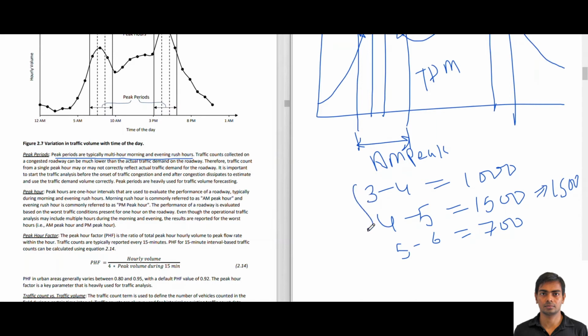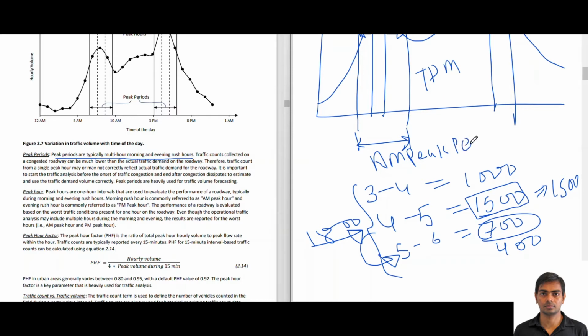So when we are looking at peak hour only, we might get an impression that the peak hour volume is 1500. However, what might have happened is that the capacity of the roadway is 1500, so some of the vehicles are stuck and they have moved to the next hour. So out of this 700, if these vehicles were not stuck, this might have been 1800 and this might have been 400 only. So that's why the peak period is very important.